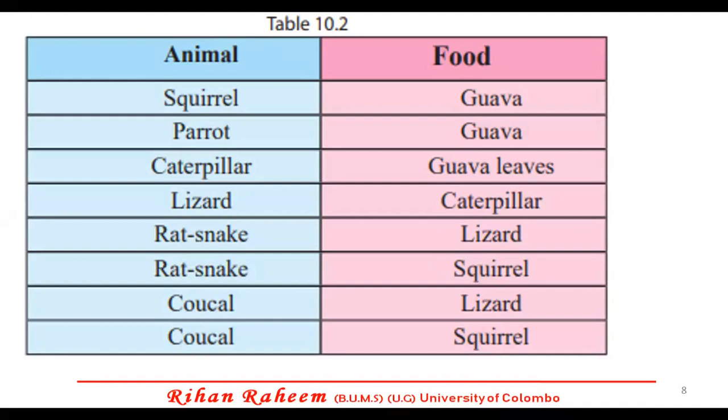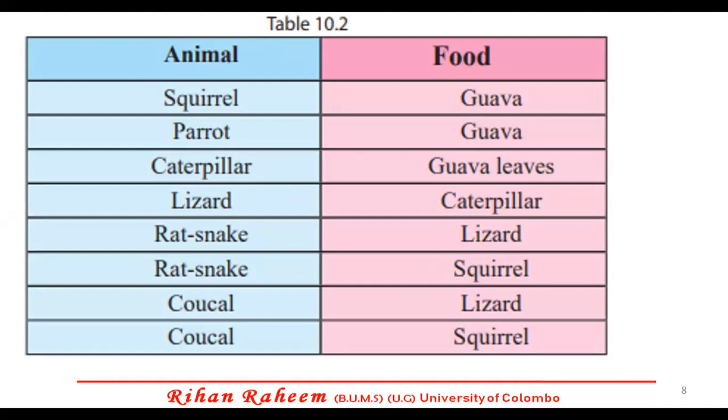Squirrels are coming to eat the guava fruit. Parrots are coming also to eat the guava fruit. Caterpillar, it is coming to eat the guava leaf. Then that big lizard is coming. Why? To eat the caterpillar.